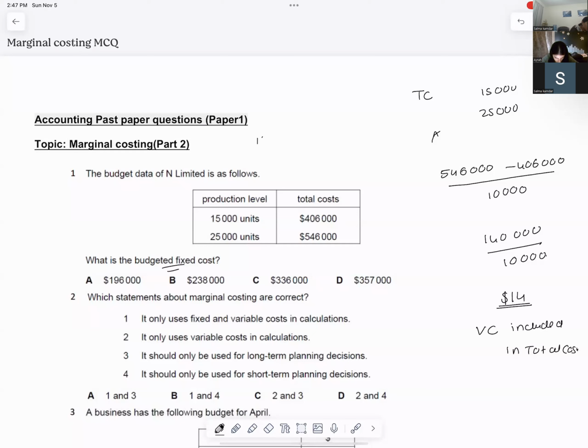10,000 into $14 will give you the total variable cost of 15,000 units. 15,000 into 14 is how much? 210,000. So what is the fixed cost? Fixed cost is 406,000 minus 210,000. So the fixed cost is 196,000.